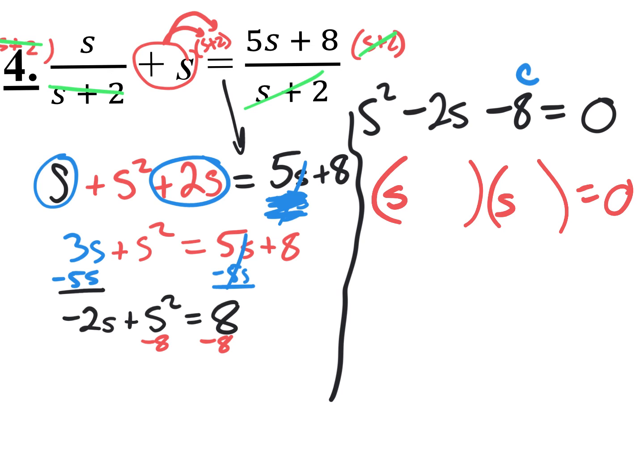What times what is negative 8, that if you combine together is negative 2? Negative 4, positive 2. Great. So it's factored. Now we could solve it using the zero product property.